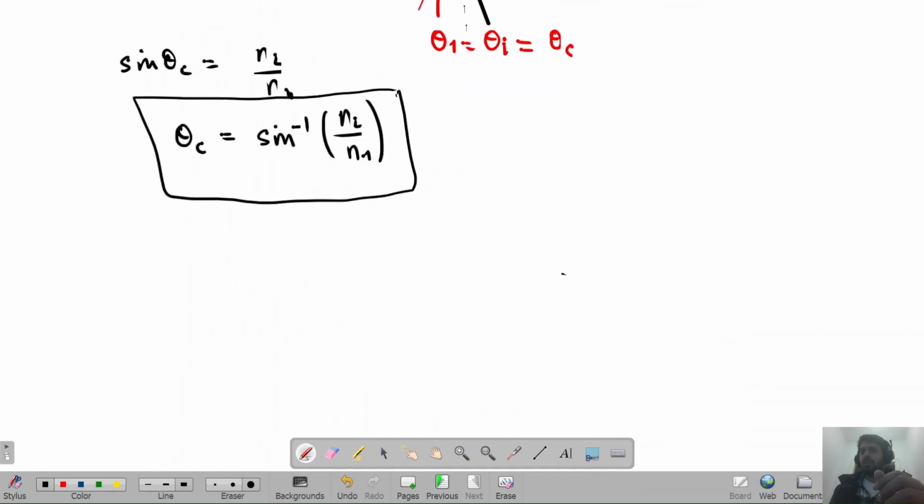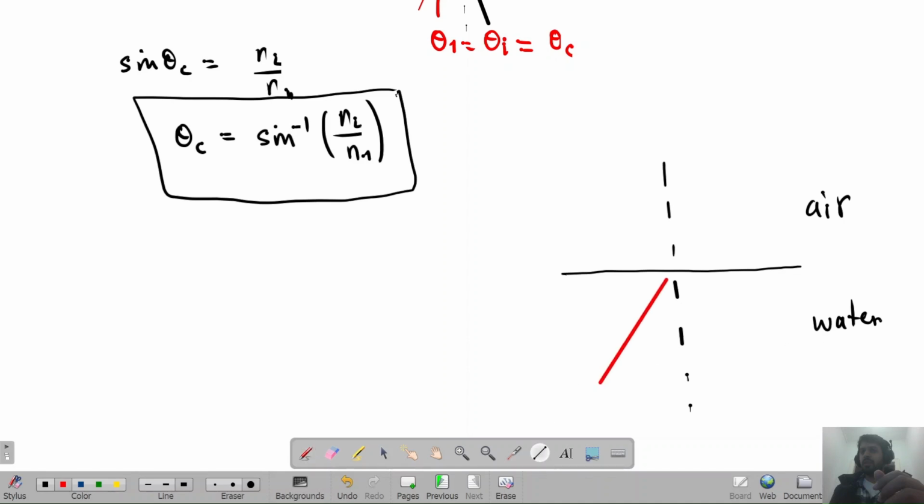So what happens in total internal reflection is, again, you have two mediums, let's say water and air, and this is our normal. The incident light is coming from a denser medium, which is water, and it is entering into a lighter medium, in this case air. And let's say for some angle, the angle of refraction becomes 90 degrees. So if this happens, we know that this angle must be the critical angle. So we will call it theta C. And this angle of refraction is 90 degrees.